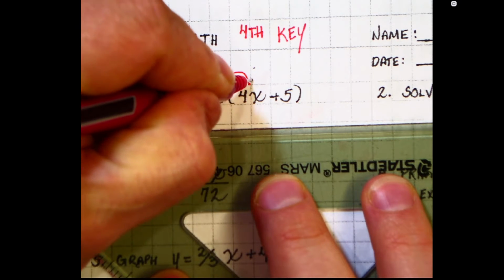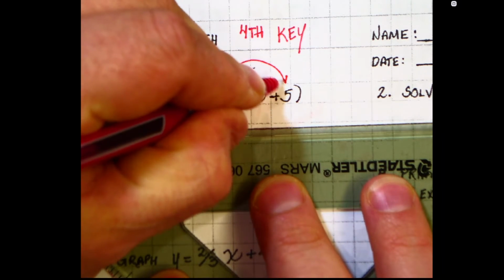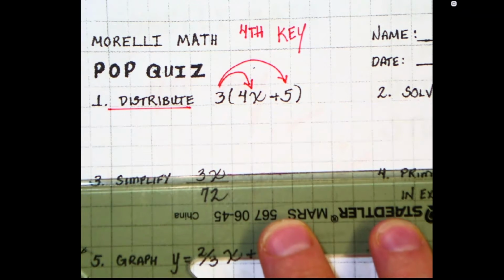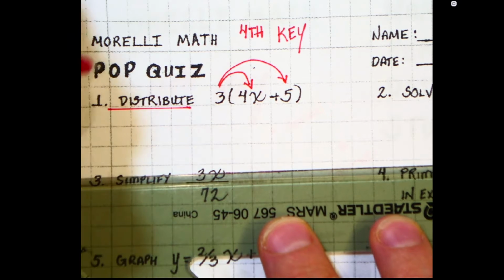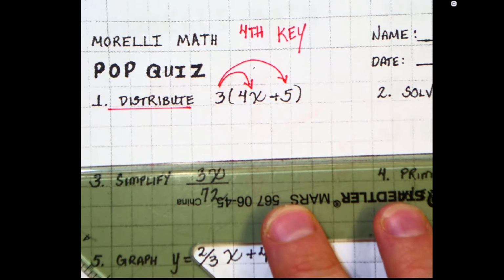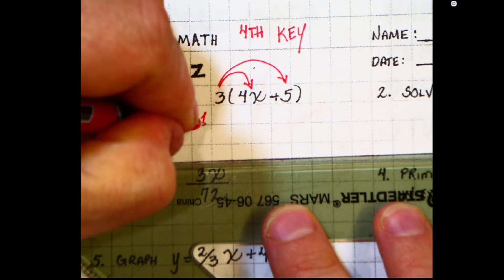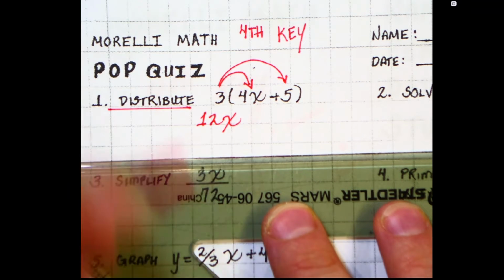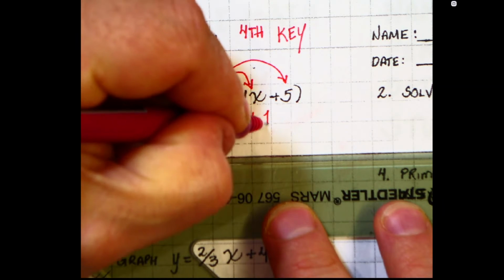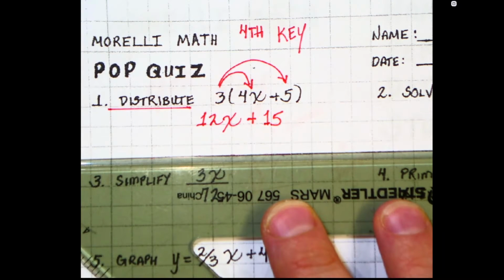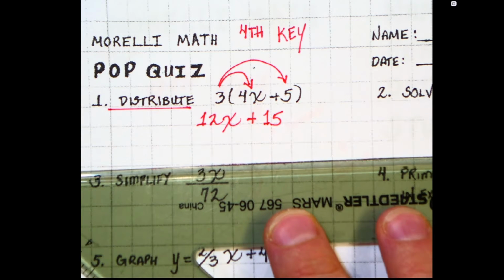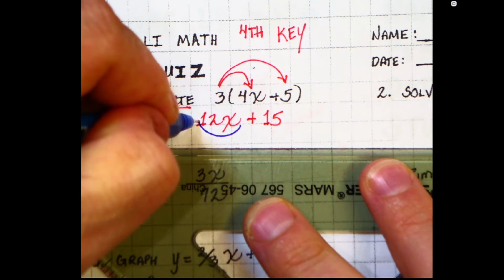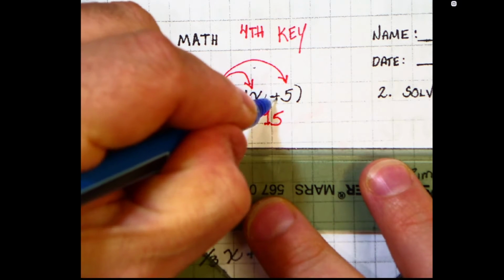We just distribute, multiply the 3. All I'm asking you to do is distribute. I didn't say solve. There's no equal sign here, so there's nothing to solve for. So 3 times 4x is 12x. 3 times 5 is 15, so it's plus 15. And these are dissimilar. You cannot combine 12x with 15.